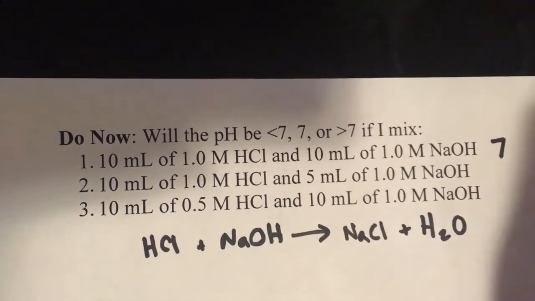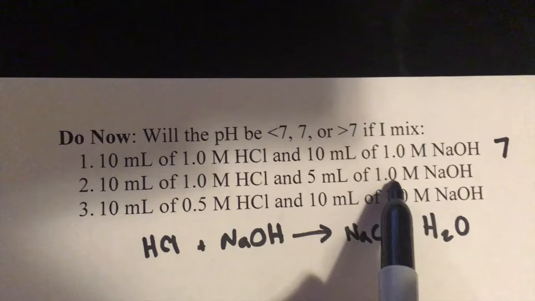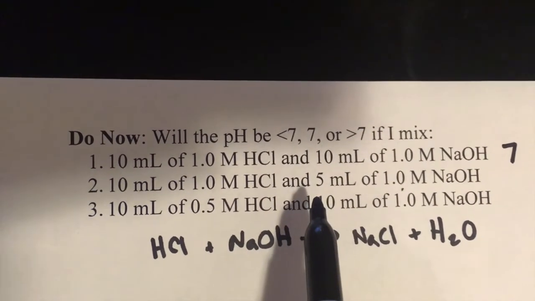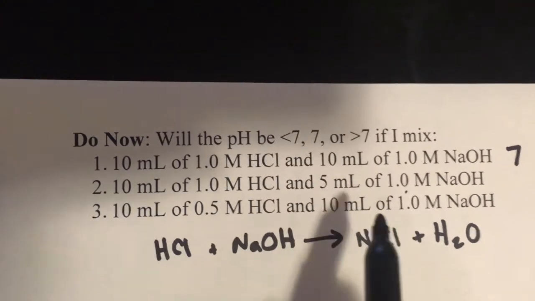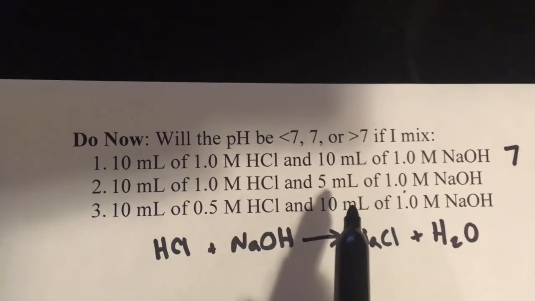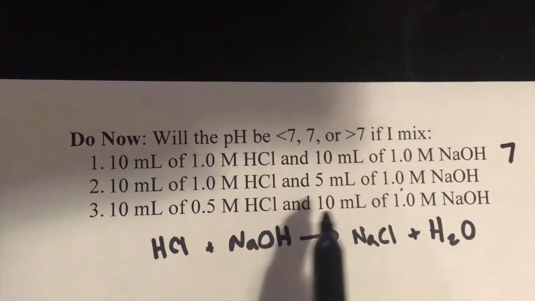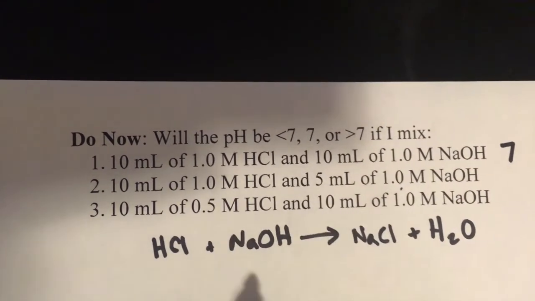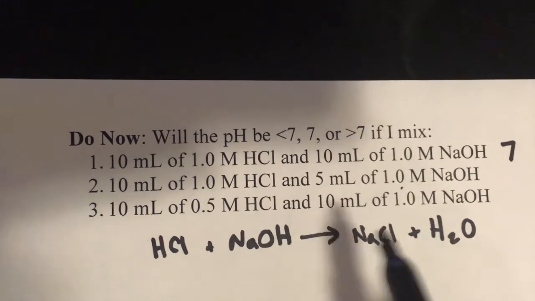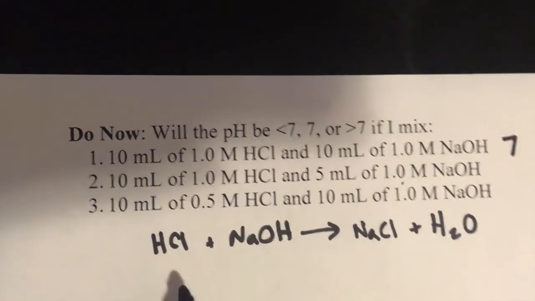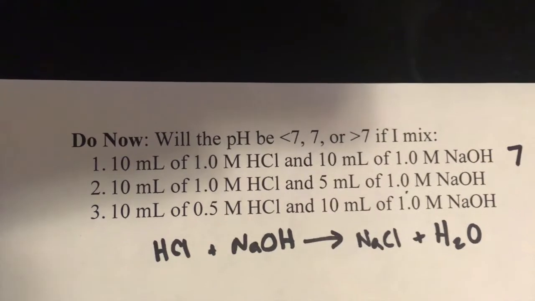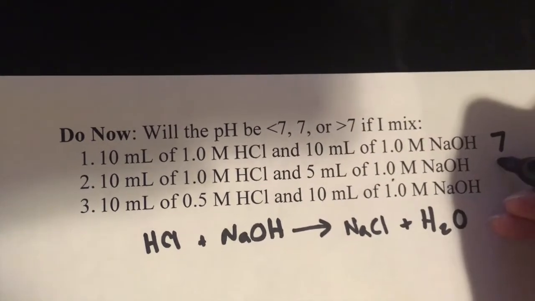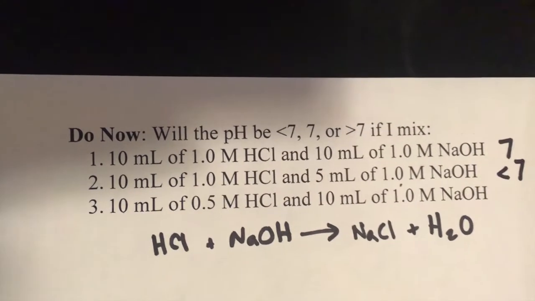In scenario number 2, now we have different amounts. We have the same concentration, but we have different volumes, right? 10 milliliters of acid and only 5 milliliters of base. So some of the acid is going to react with all of the base, but the base is going to get used up, right? We're going to run out of base because we have more acid than we do base. And so once we run out of base, we'll have NaCl and we'll have water, but we'll also have a bunch of leftover acid that hasn't reacted. So in scenario number 2, we're going to end up with a solution that's acidic. So we're going to have a pH that's less than 7.